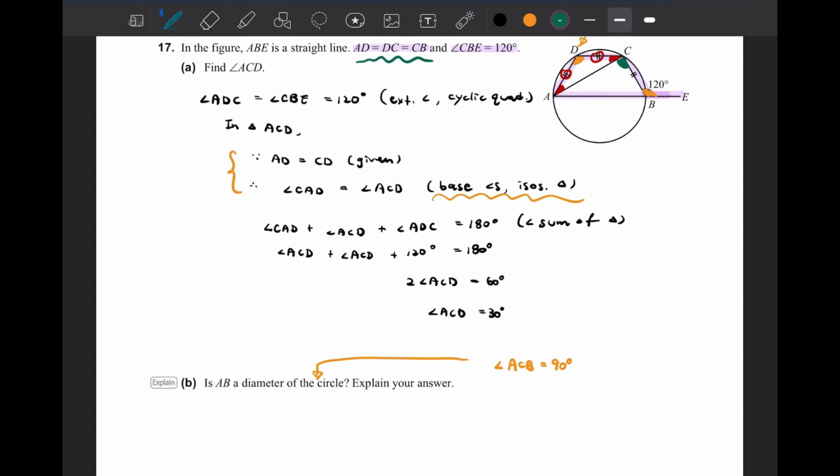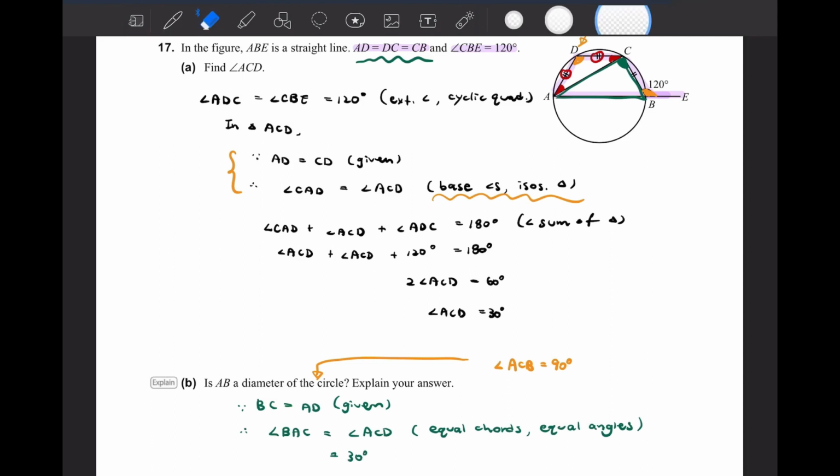Why do we want to know the angles? Because in here, we do not have any information inside this triangle. And actually, we can try to use it. So let's see how we start. Because we got these equal chords, then we have these angles will be equal. Because of equal chords, equal angles. Right? So this is 30 degrees.